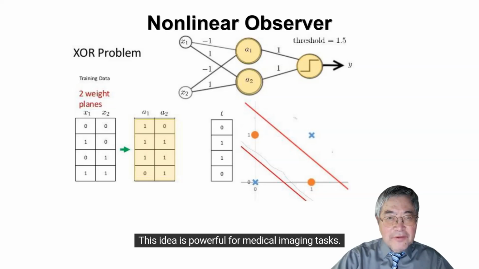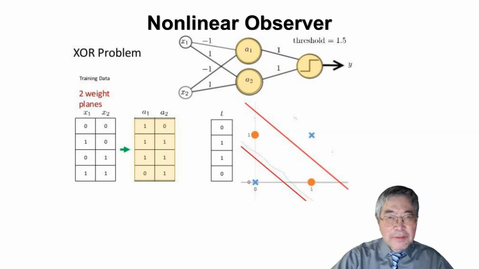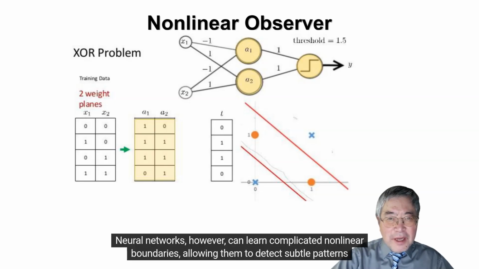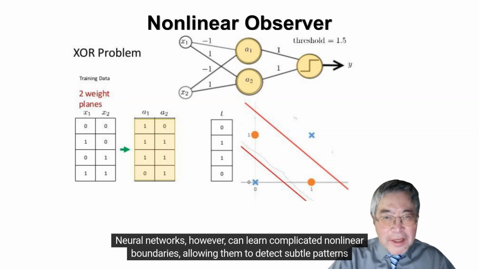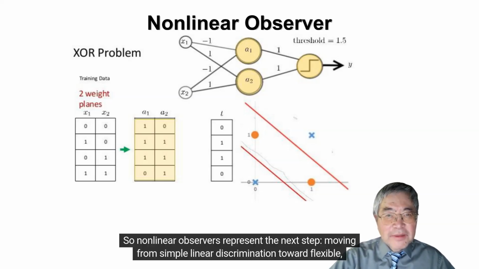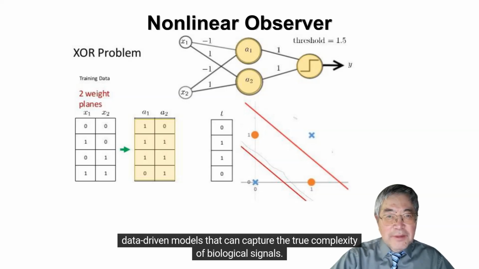This idea is powerful for medical imaging tasks. Images are complex, disease and non-disease patterns may overlap, and linear models are not enough to make accurate decisions. Neural networks, however, can learn complicated non-linear boundaries, allowing them to detect subtle patterns and interactions that traditional methods miss. So non-linear observers represent the next step, moving from simple linear discrimination toward flexible data-driven models that can capture the true complexity of biological signals.